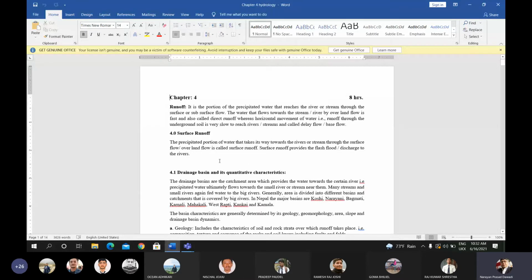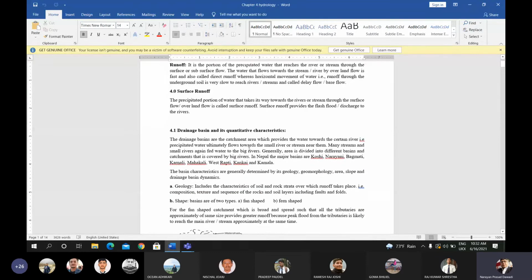If the runoff is high, then the discharge will definitely be high, because the depth of flow increases, the velocity of flow also increases, and hence the discharge also increases. This is the surface runoff.